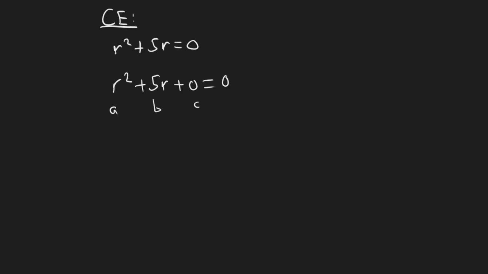We could actually still factor this. We want two numbers that add to 5 but multiply to 0. So in this case, that's just going to be 5 and 0, right? So r plus 5 and r plus 0 equals 0. So then you're left with r1 equals negative 5, r2 equals 0.